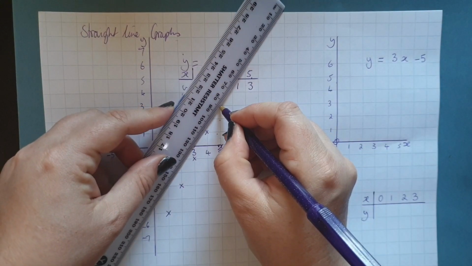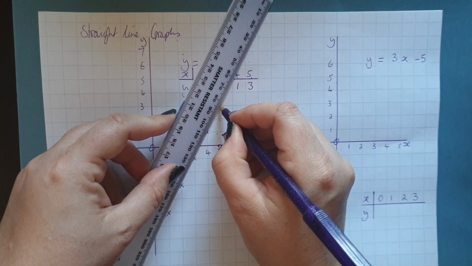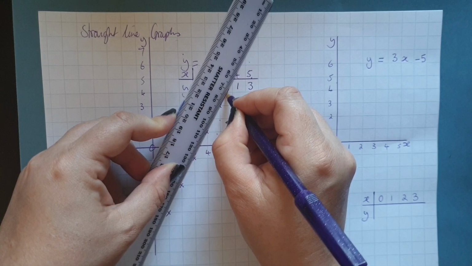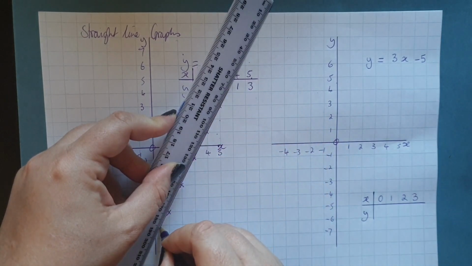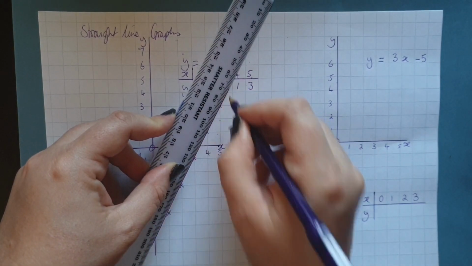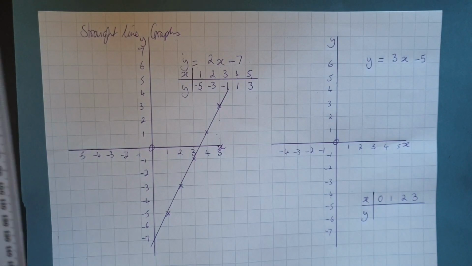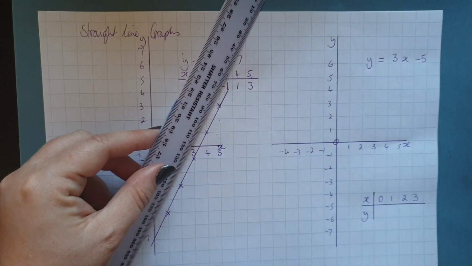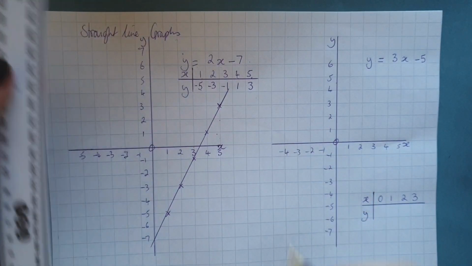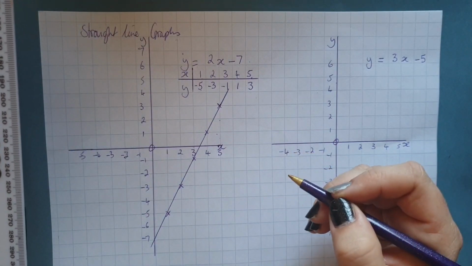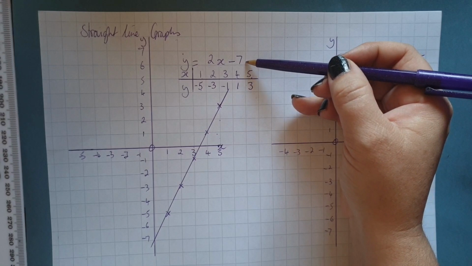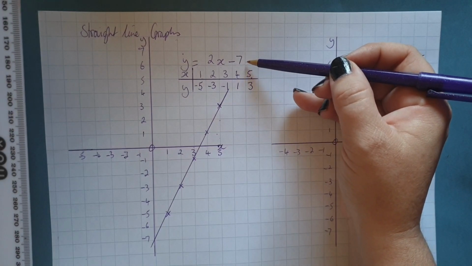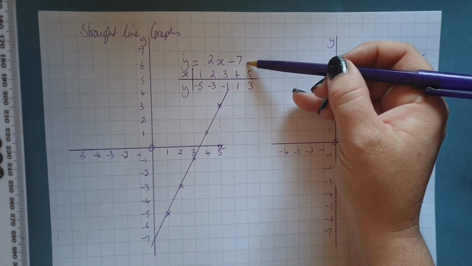Once you've plotted the coordinates, I'm drawing it with a nice straight line. Please note, I'm not going dot to dot, I'm drawing it with one straight line and I'm extending it. And like I've always said, we need a title for this graph. The title is here, the actual equation of the line.